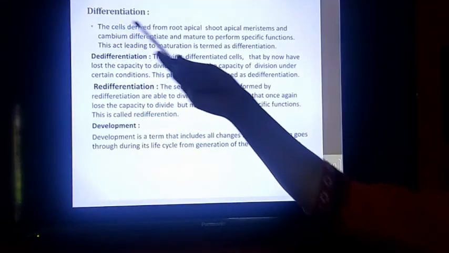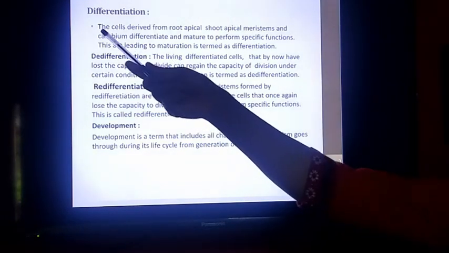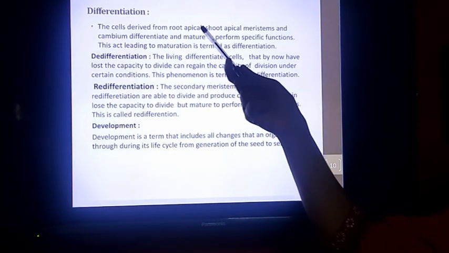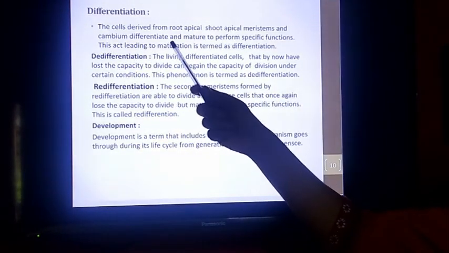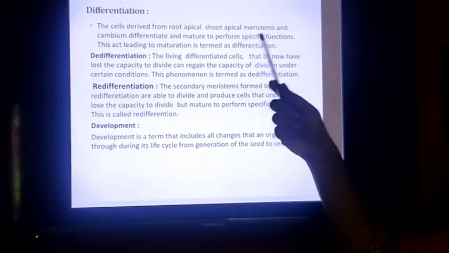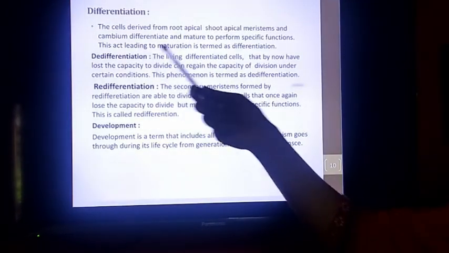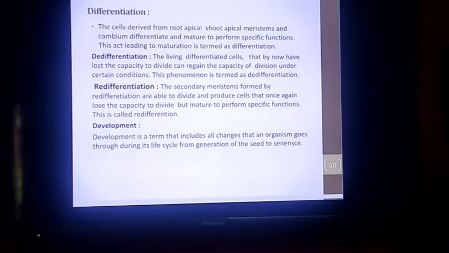Dear students, in the last class, we discussed the main three topics, that is differentiation, de-differentiation and re-differentiation. These are all three important phenomena which occur in plant growth and development. Differentiation means the cells derived from root apical, shoot apical meristems and cambium differentiate and mature to perform specific function. So, this is termed as differentiation.